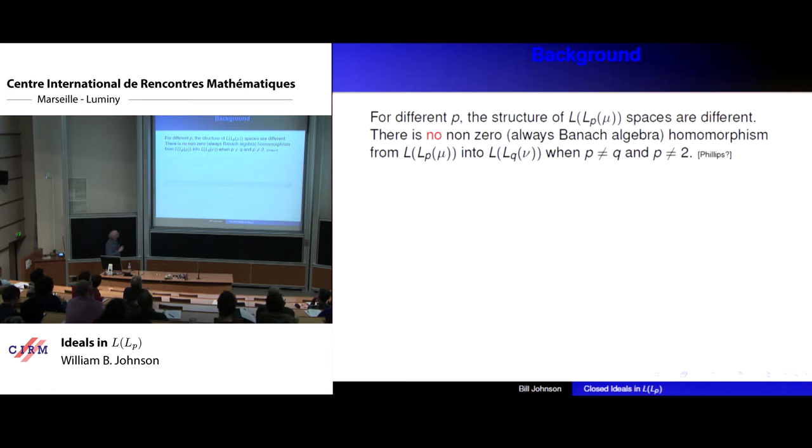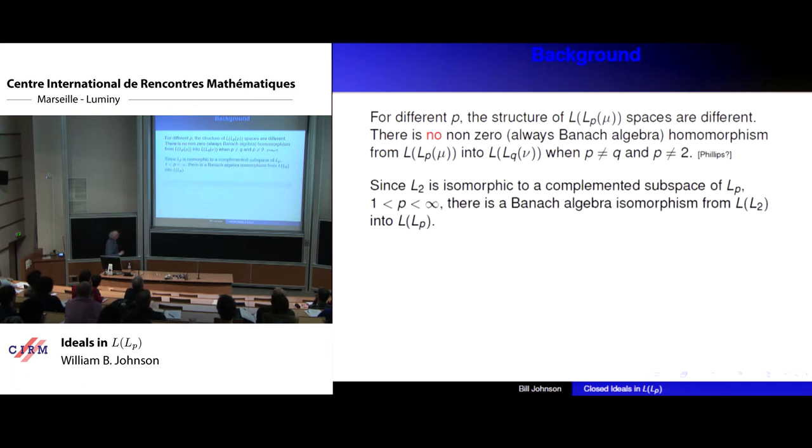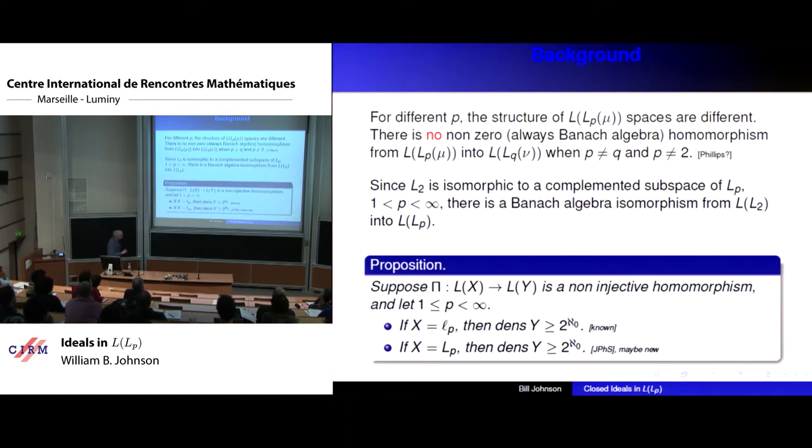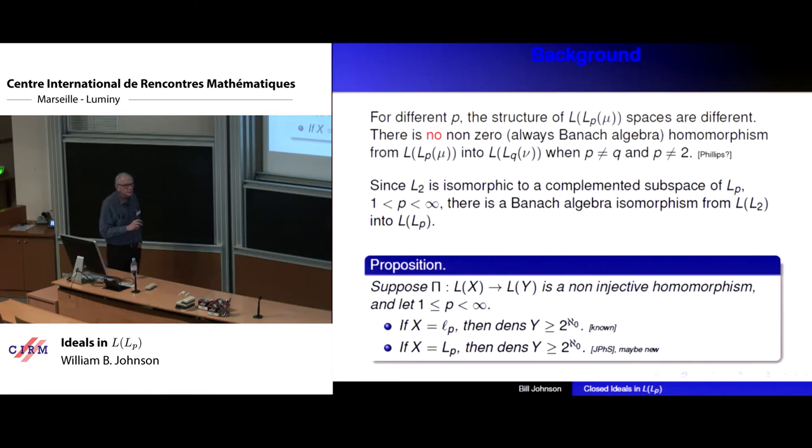The reason for p equals 2, you get some things, is that Hilbert space is isometrically isomorphic to a complemented subspace of L^q when q is in the reflexive range. So you have a Banach algebra isomorphism from the bounded operators on L^2 to the bounded operators on L^p. But there are no other cases in which you have even a non-zero homomorphism. So if you want to study homomorphisms between bounded operators on L^p and bounded operators on L^q, you're stuck to q being equal to p. But the measures can change.